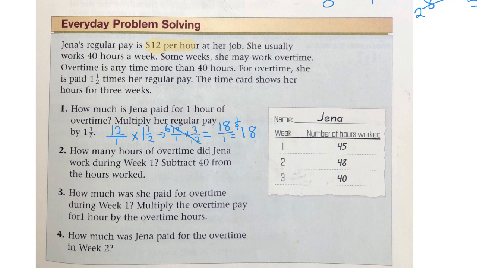How many hours of overtime did Jenna work during week 1? Subtract 40 from the hours worked. So she worked 45 hours. Take 40 away, and you get 5 hours of overtime.